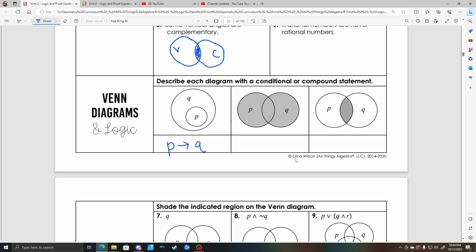Now, let's look at the next one. You'll notice that everything is shaded. Think about what that could mean, right? It could mean that P is true, or it could mean that Q is true, because literally everything in those two statements is completely covered. So both of them, or either of them, could be true. So what this means is P or Q.